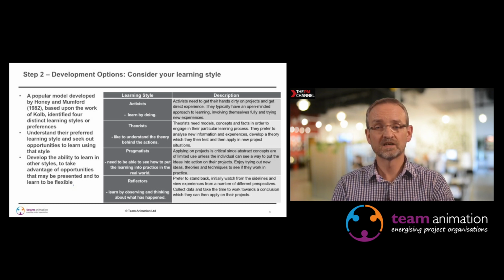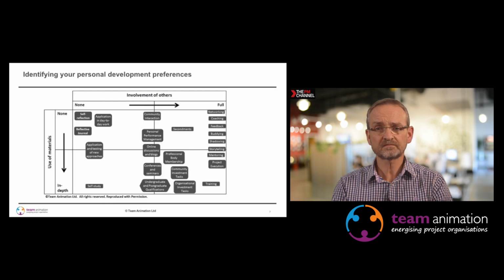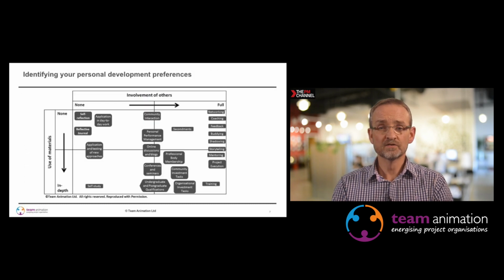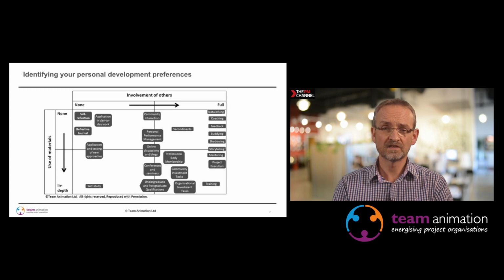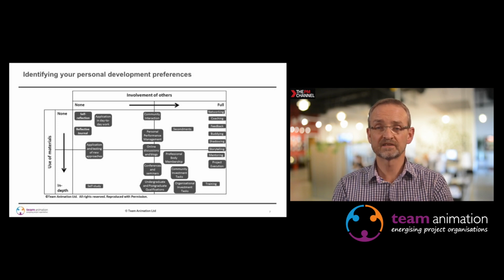So you could start by thinking about this now. You then can look at your own personal development preferences. We developed this model to map out what the different options are. I developed this over a number of years working with different people in their development. The two axes are the involvement of others versus the use of materials. And for me, it seemed like a pretty good way of distinguishing.